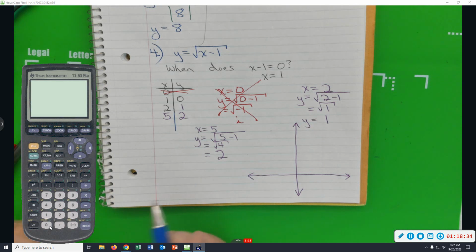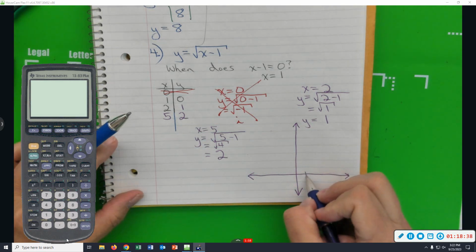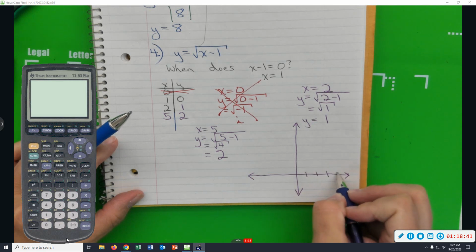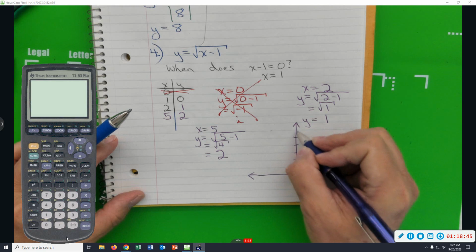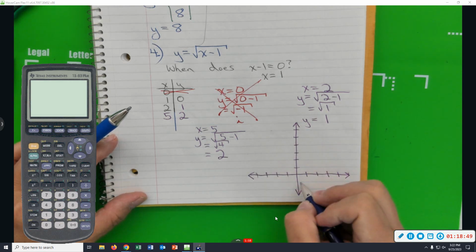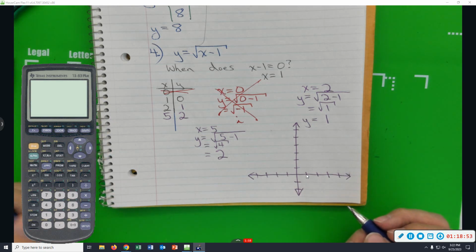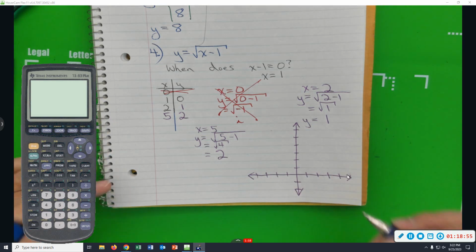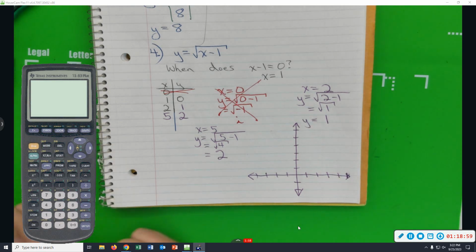We have 3 ordered pairs. Wait a minute. I think you need one more mark here. No. 1, 2, 3, 4. Oh, you're right. Right there. There, that's 5. Good.